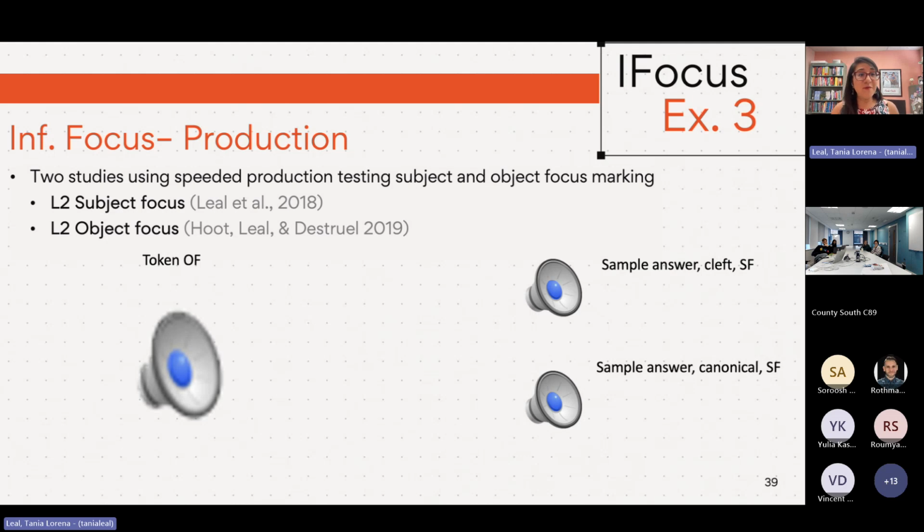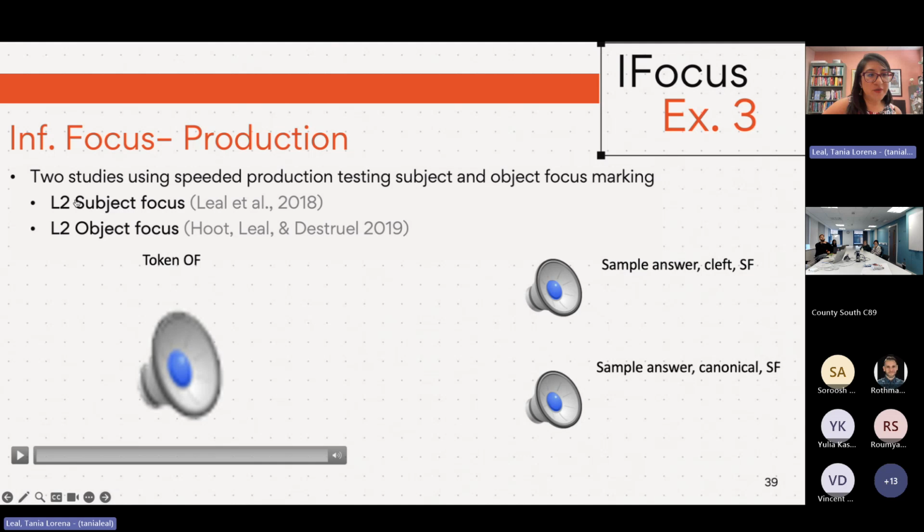So I wanted to move to just one more method, which is information focus with production tasks, because we have seen that production is kind of a little bit of an outlier. It seems to give us some trouble. So we did 2 different studies that used speeded production, testing subject and object focus marking. So I just want to show you a token of what they saw.